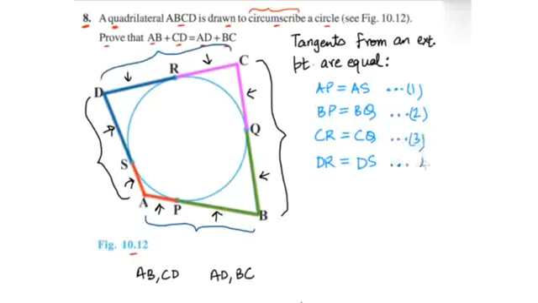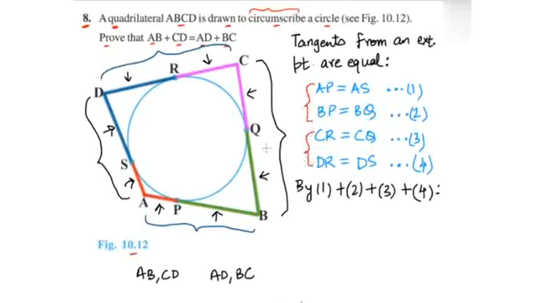And now we're going to simply add these four equalities. By 1 plus 2 plus 3 plus 4, what will we get on the left side if we add these four equalities? AP and BP will give us AB, and CR and DR will give us CD, correct? So on the left side we will get AB plus CD, and on the right side we have AS and DS, which will give us AD, and BQ and CQ together will give us BC.